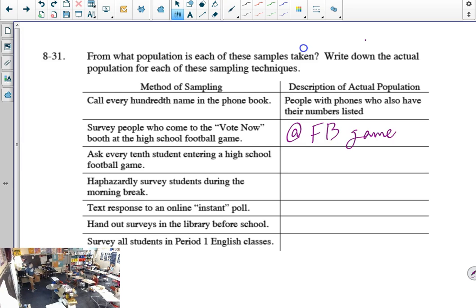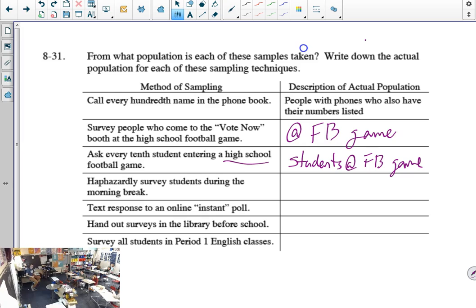Ask every 10th student entering a high school football game. It's systematic, so then it would be the students at the football game. Now, even though it's a high school football game, are you certain every student is a high schooler? No. We go to football games. Exactly. But if you're only looking at students, like you're an adult, you skip, then you're only looking at students. Okay, you have to say, are you a student? You have to know something, right?